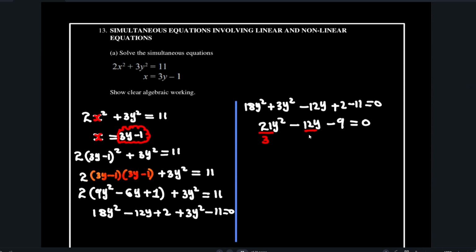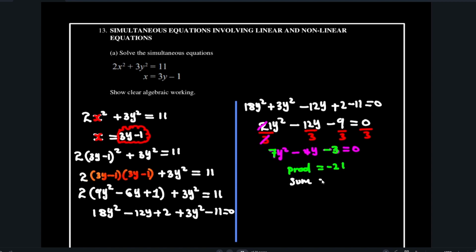Dividing all through by 3, this is going to reduce to 7y squared minus 4y minus 3 equals 0. Now we have a quadratic equation, which means we are going to use any of the methods, either completing the square, or the quadratic formula, or factorization in order to solve for y. But we can use factorization.